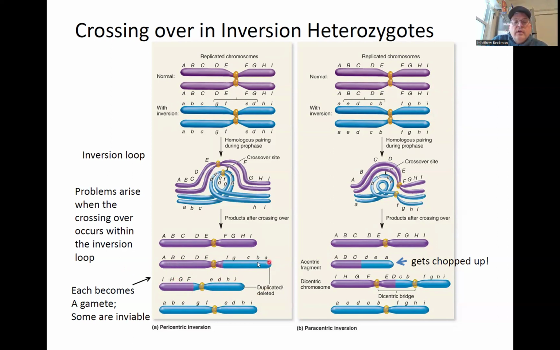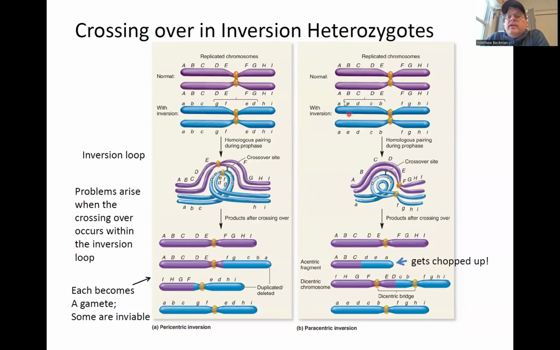This one has almost all the genes, right? A, B, C, D. We're missing E, I think. There's an extra copy of C. So might have an effect. This one's going to definitely have an effect. It's got I, H, G, F, E, D, H, I. There's no A, B, or C genes at all. And that could be an inviable embryo, okay?